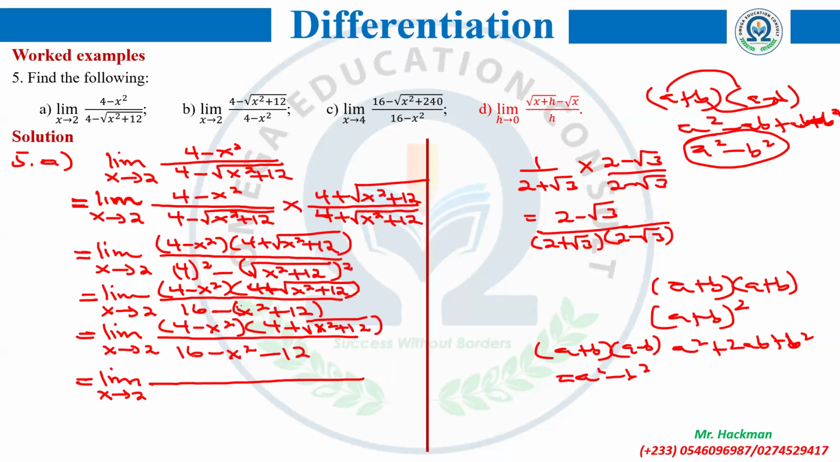Okay, so now we are going to get what? 4 minus s squared, one of the factors in the numerator. And the other factor is what? 4 plus root of s squared plus 12. You close it. Then the denominator will give you 16 minus 12. That will give us 4. Then minus s squared. All correct.